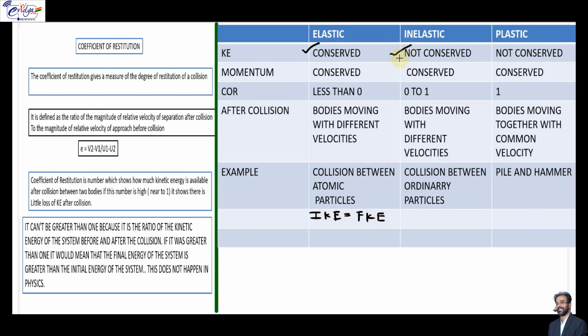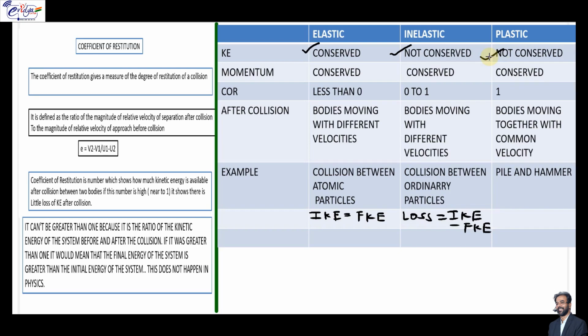In the second case, inelastic, the coefficient of restitution is between 0 and 1, and kinetic energy is not conserved. It means there is a loss. You can calculate this loss: initial kinetic energy minus final kinetic energy. In plastic collision, there is also a loss, not conserved. So kinetic energy is conserved only in elastic collision. In inelastic and plastic collision, kinetic energy is not conserved. There is a loss in kinetic energy.